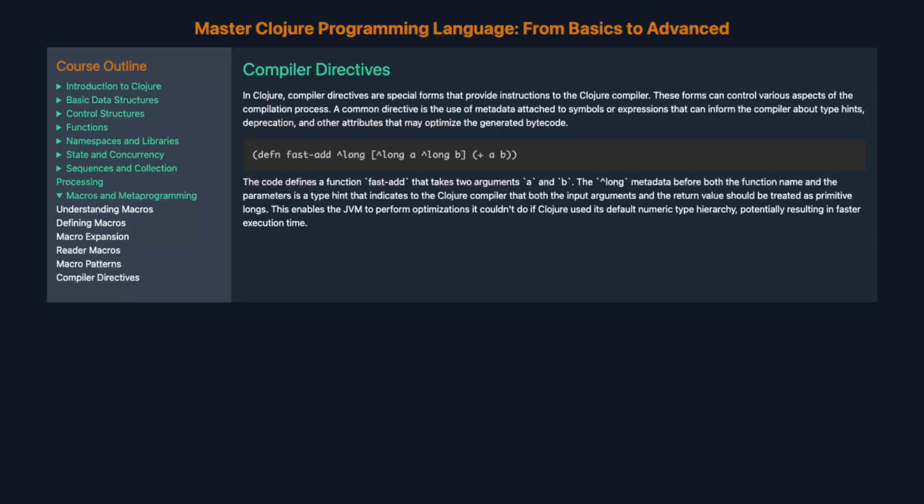Compiler directives. In Clojure, compiler directives are special forms that provide instructions to the Clojure compiler. These forms can control various aspects of the compilation process. A common directive is the use of metadata attached to symbols or expressions that can inform the compiler about type hints, deprecation, and other attributes that may optimize the generated bytecode.